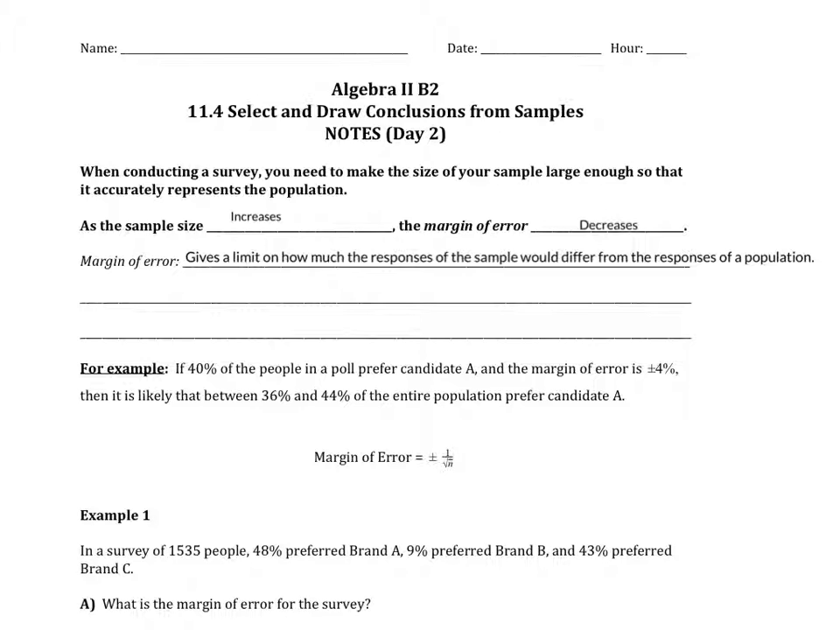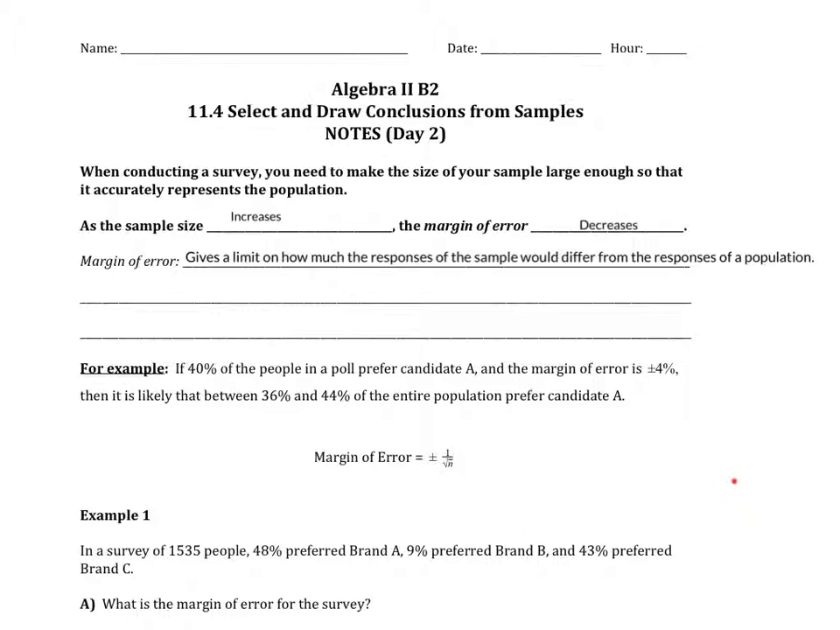As your sample size increases, the margin of error will always decrease. What that means is the more people we ask in our survey, the less error is going to be represented. Our definition for margin of error is that it gives a limit on how much the responses of our sample would differ if we compare that to the responses of the whole population. Take a moment here if you need to pause the video and make sure you write in those definitions.